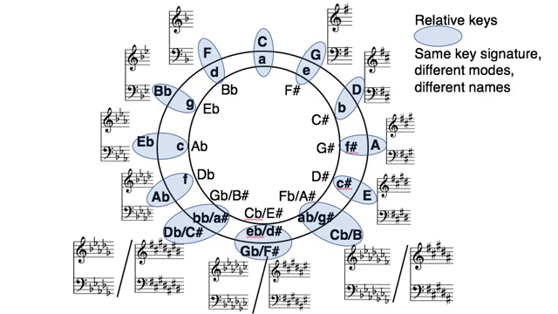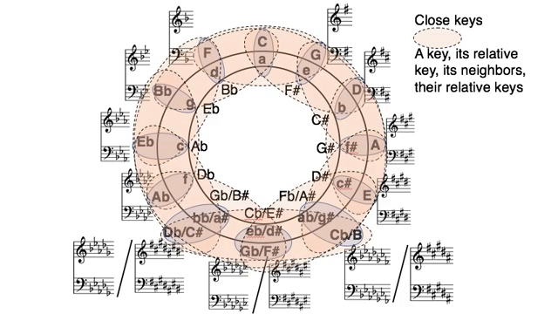Keys with different modes then, like we've just mentioned, one major and one minor, but with the same key signature, are called relative keys. So you can see clearly that the circle of fifths is really useful in showing you what the relative keys are. One key signature, 2 different keys, 2 different modes.